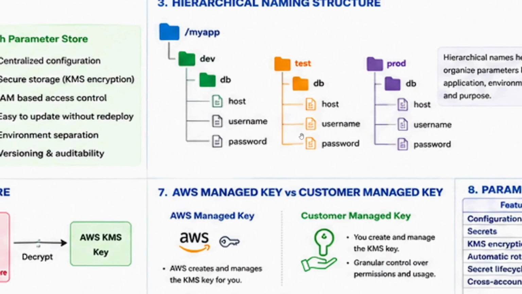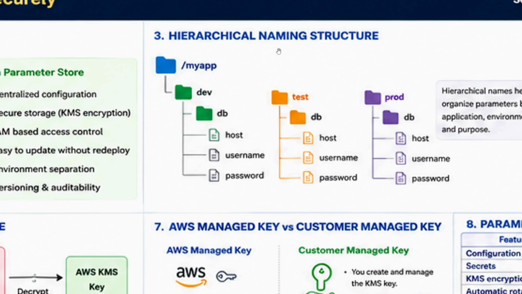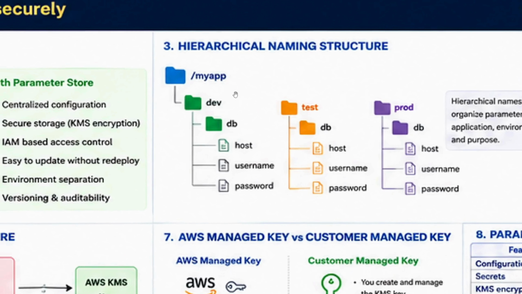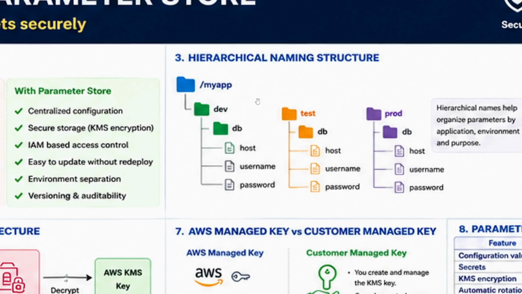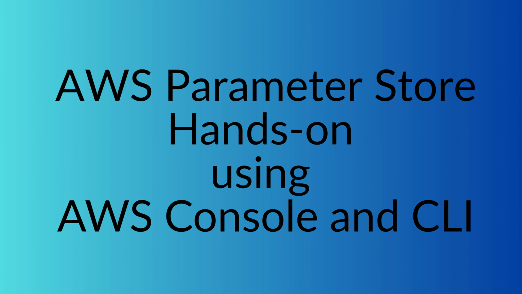Plus you can give a hierarchical naming structure as well. That is also important, and this is useful in these cases. Say this is my application, and I have three environments, correct? Each of these environments will have a different host, username, password, etc. So my dev will have its own parameter store, test will have its own parameter store, and prod will have its own parameter store. This is also possible.